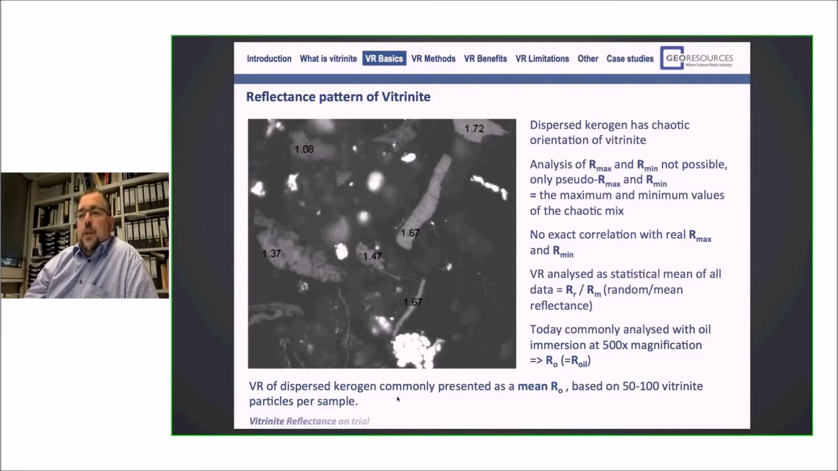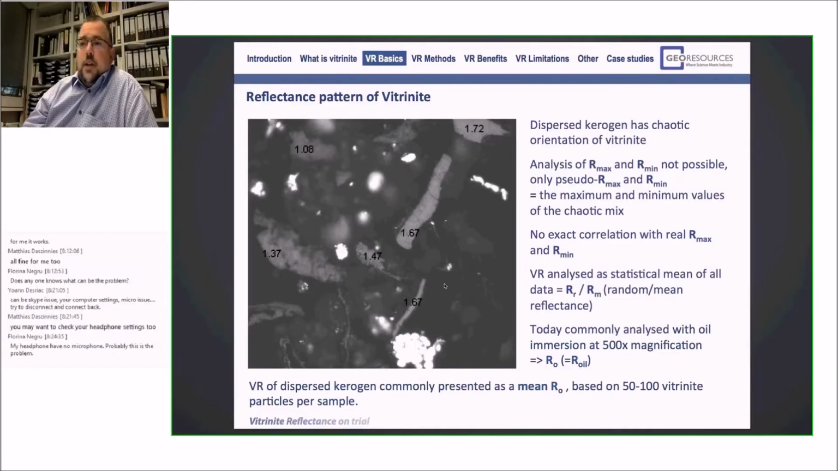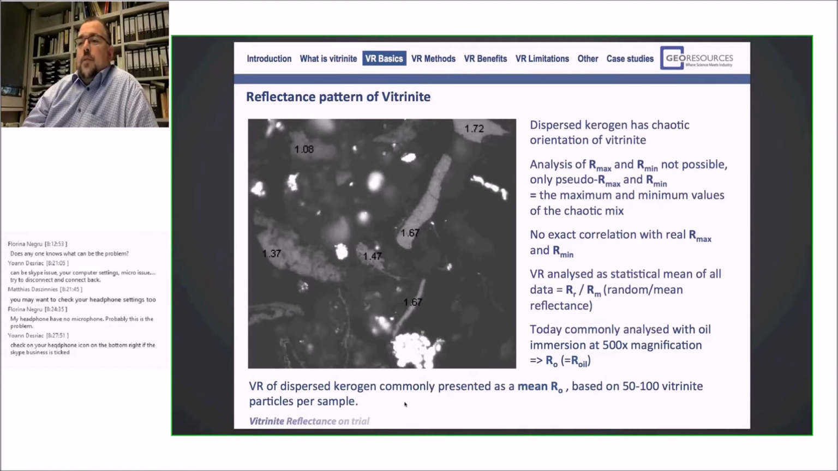But that's the major difference between the classical application in coal petrology with analyzing R max and R min, and the application in dispersed kerogen like here, where you have a totally chaotic mix and you just work with statistical mean values.